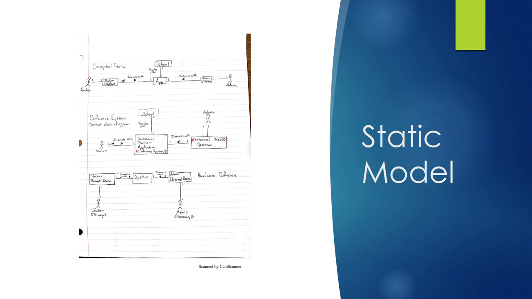Next, we have the software system context class diagram. This shows that we use the system as a black box and focus more on things interacting with the system. The diagram depicts the admin as an external user or operator that will hire teachers. Also, the teacher interacts directly with the system. Next, we have the hardware software part. This part of the static model focuses mainly on the hardware and how it interacts with the system. Basically, in our project, the admin and teacher both have a phone that they use to interact with the system.